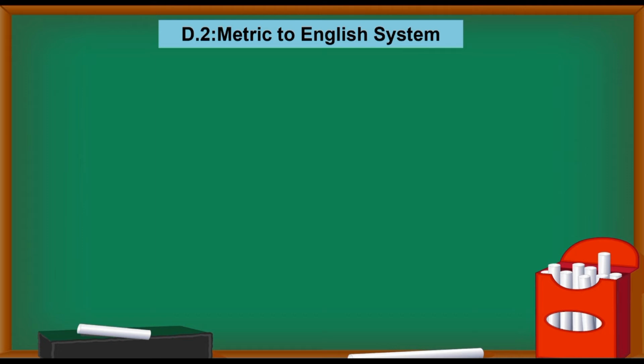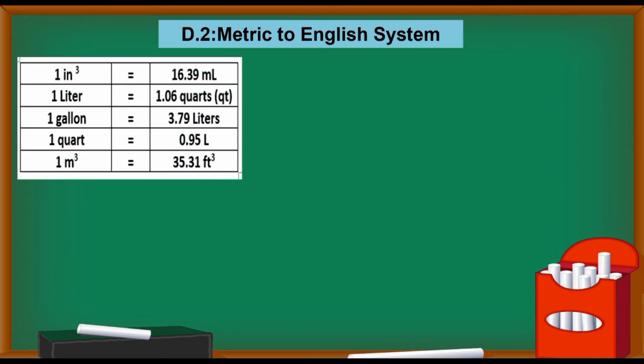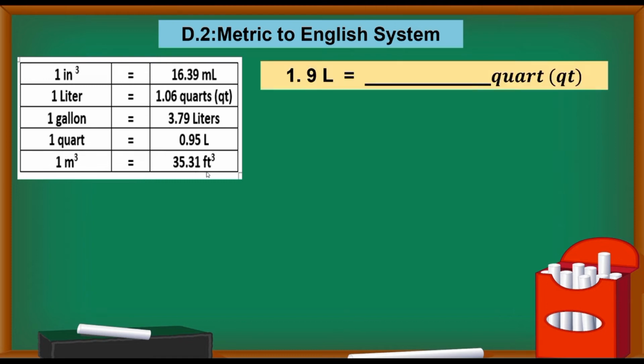So, let us now have metric to English system ng measure of volume. Remember that ang volume po natin ay pwedeng solid at pwede rin po siyang liquid. In every 1 inches cube, there is 16.39 ml or milliliter. In every 1 liter, there is 1.06 quarts, or ang symbol po niyan ay QT. Ang 1 gallon is equal to 3.79 liters. Ang 1 quart, there is 0.95 liters. Ang 1 meter cube is equal to 35.31 feet cube.